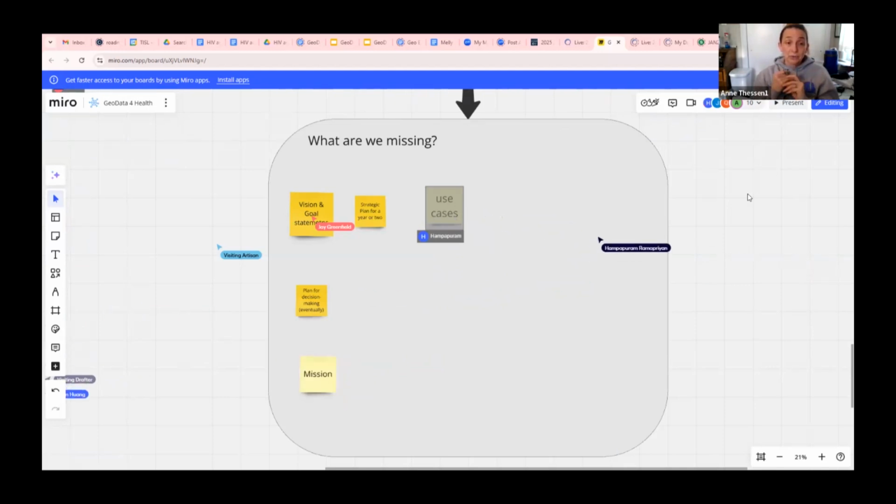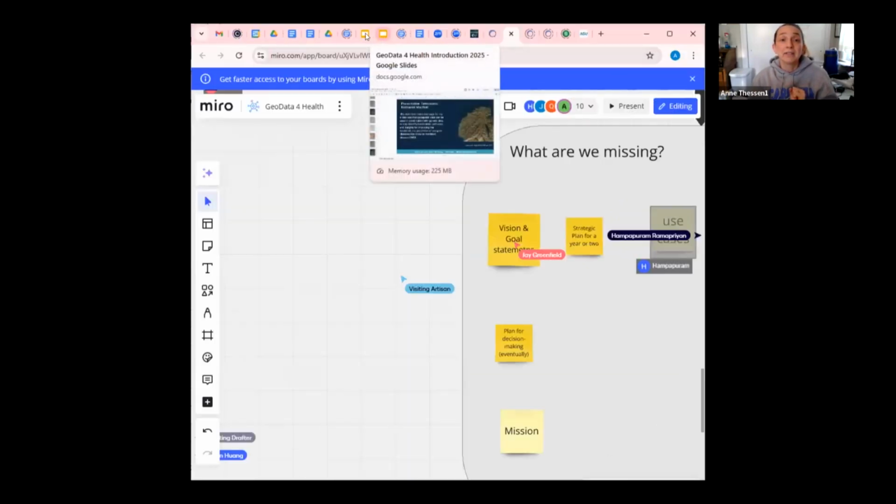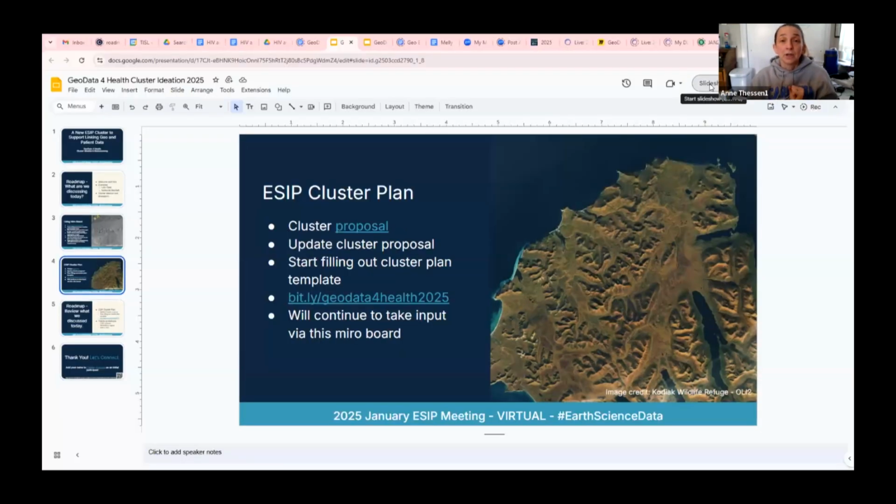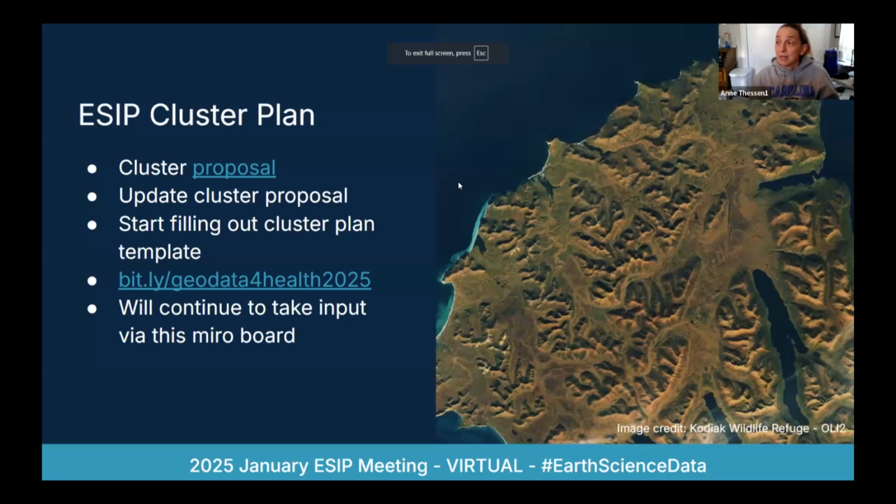I'm going to switch over from sharing the Miro board to take us back to the slides to close out the session. So what's going to happen next? I'm going to take this Miro board, share it with other people, and use it to collect information to fill out the cluster proposal. I've added a link to the draft cluster proposal here in the slides.